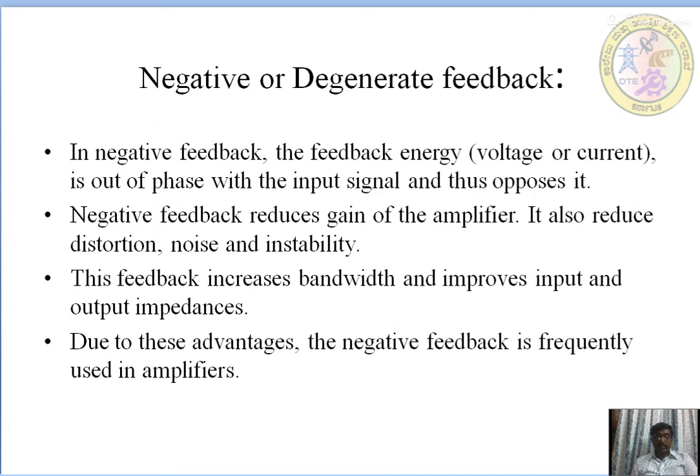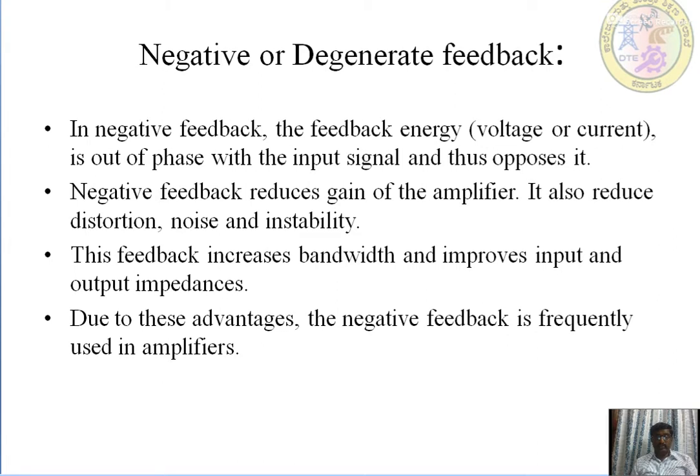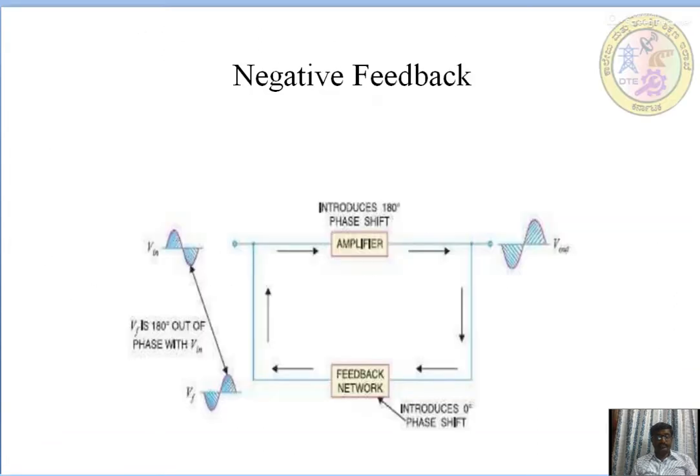Negative feedback reduces the gain of the amplifier. It also reduces distortion, noise and instability. So these are some of the advantages: it reduces the gain of the amplifier and also reduces distortion, noise and instability. This feedback increases bandwidth and improves input and output impedance. Due to these advantages, negative feedback is frequently used in amplifiers. So it increases bandwidth and improves the input as well as the output impedances.